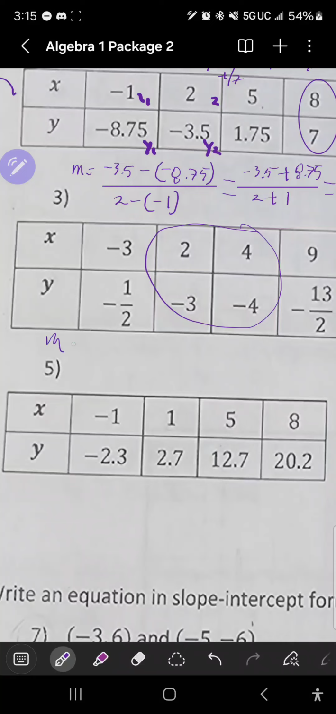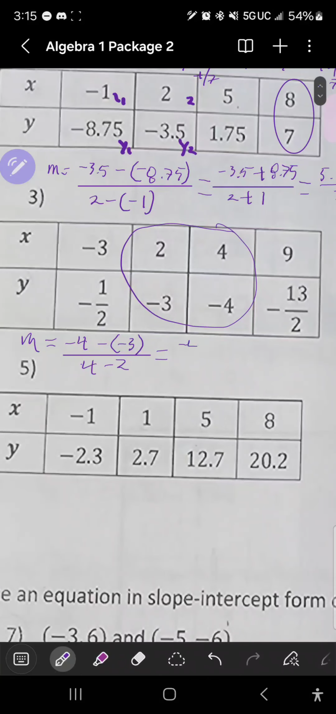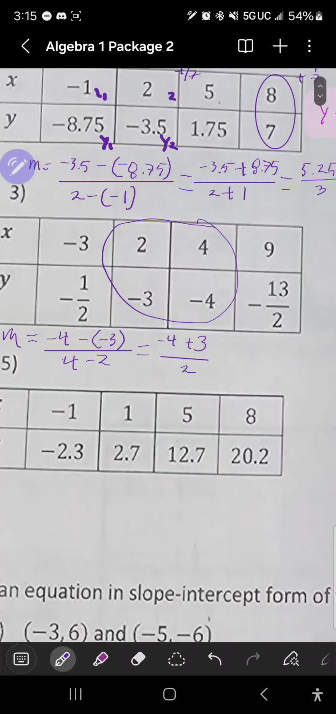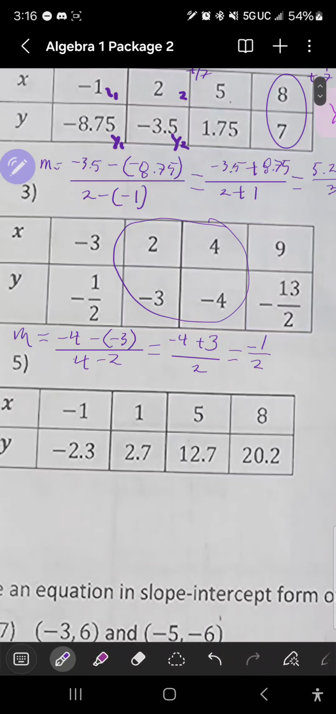I have my slope. It's going to be -4 minus -3 over 4 minus 2. Now this is going to be -4 plus 3, since minus times minus is just positive, over 4 minus 2 is 2, and then they have different signs, so 4 minus 3 is 1, and since the 4 is negative, it's just -1 over 2. Now this is our slope.